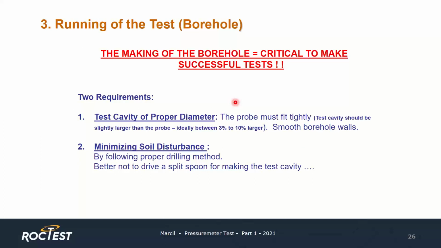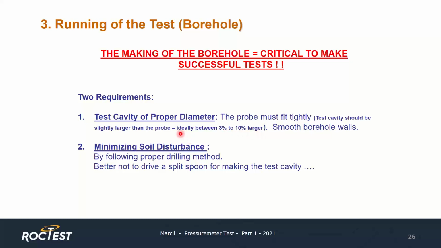Now, a few words about how to make the borehole. This step is very important. Actually, it is a critical step for making a good pressure meter test. There are two main requirements. First, the test cavity should have the proper diameter. The probe must fit pretty tightly in the borehole. The borehole should be a bit larger, but not too large.